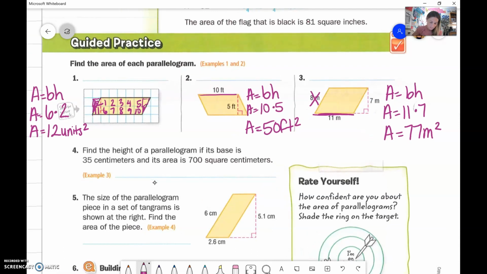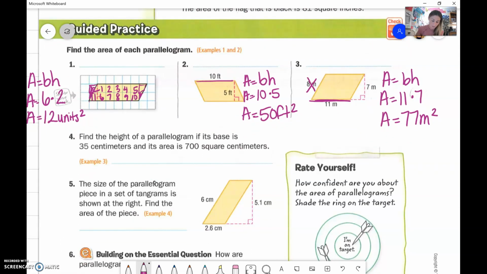Next. It says find the height of a parallelogram if the base is 35 centimeters and its area is 700 centimeters. So A equals base times height. This is a missing dimension. It's giving us the area and it's giving us the base. We have to find the height. So we're going to replace the area with 700. We know the base is 35 times the height.